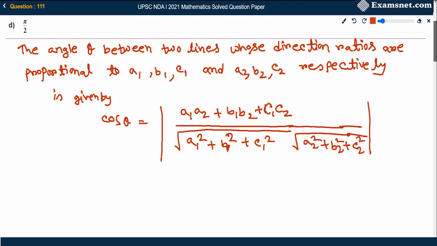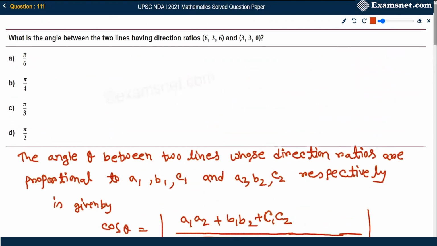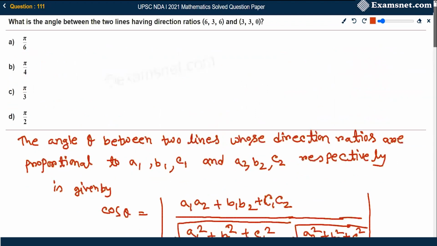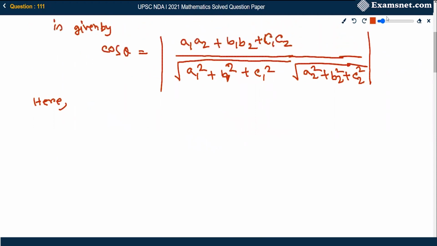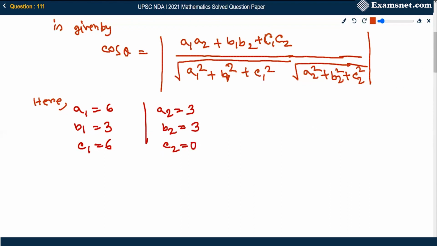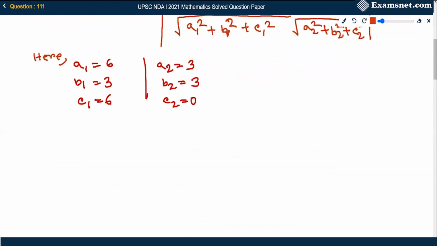Okay. So here we have to find the angle between two lines having direction ratios 6, 3, 6 and 3, 3, 0. So we can write here that A1 is 6, B1 is 3, C1 also 6, and A2 is 3, B2 is 3 and C2 is 0. Correct? Yes. Now let's put all the values in this formula of cos theta.